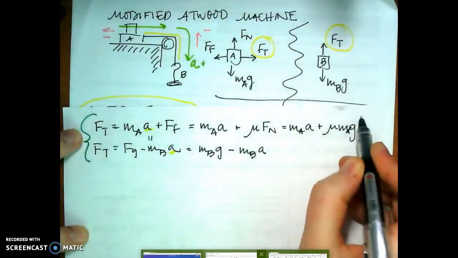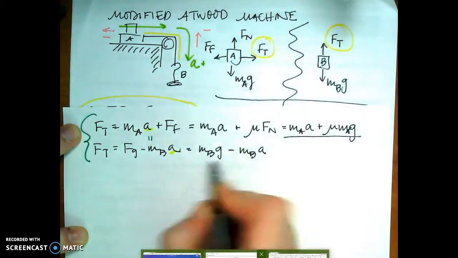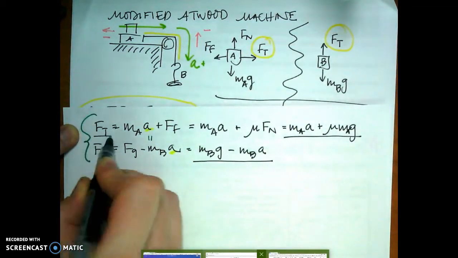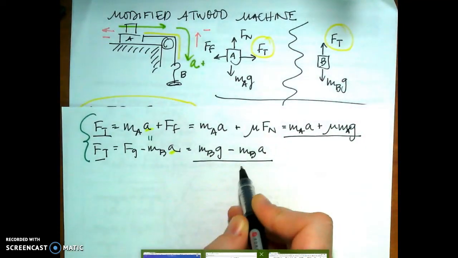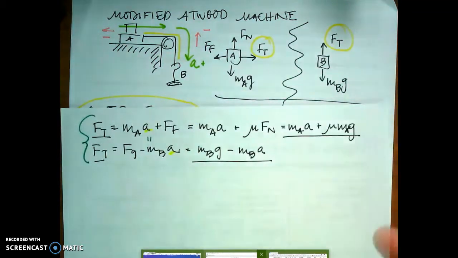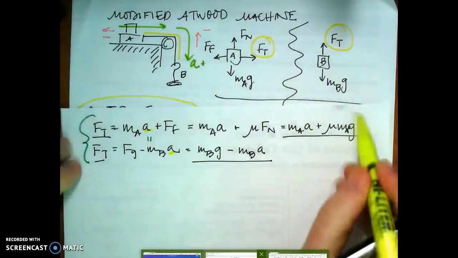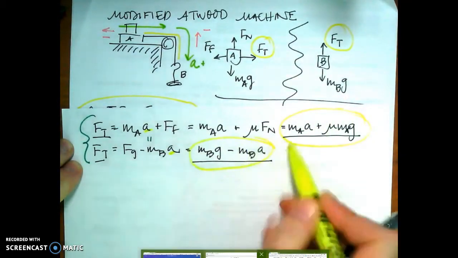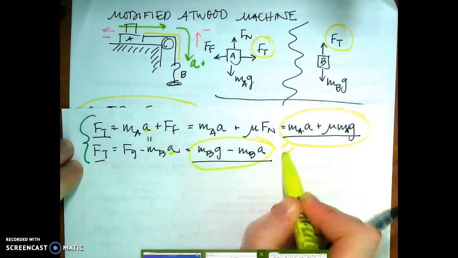So I have two equations here that I have changed to only be in terms of acceleration and masses, which should make it easier for me to solve my system of equations. So I'm going to take this equation right here and this equation right here and set them equal to each other.